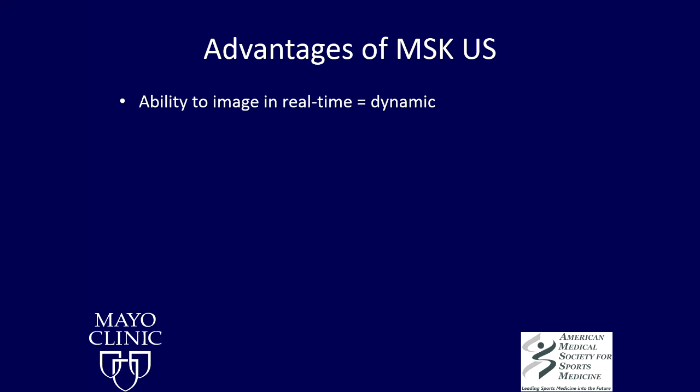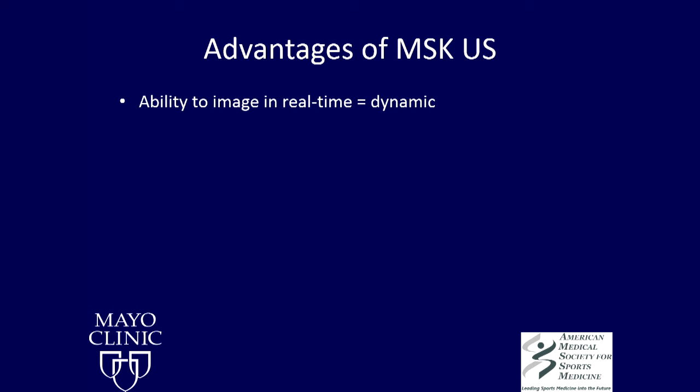Now, there are different advantages and disadvantages to any imaging modality, and for ultrasound, one of the advantages is that it has the ability to image things in real time. It's a dynamic image. It's a movie rather than a still image. And that dynamic nature allows us to see things that you can't see in a static image. For instance, if somebody has a structure that pops and you get an MRI, you can't see things move, and so you don't know exactly what's popping.